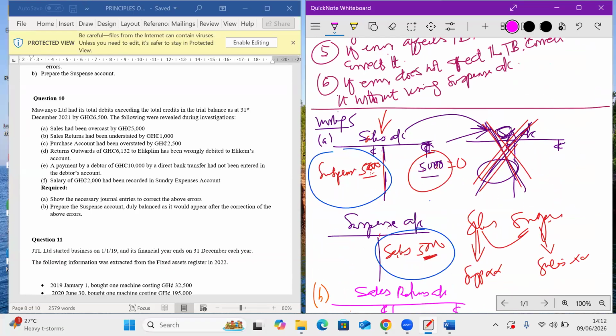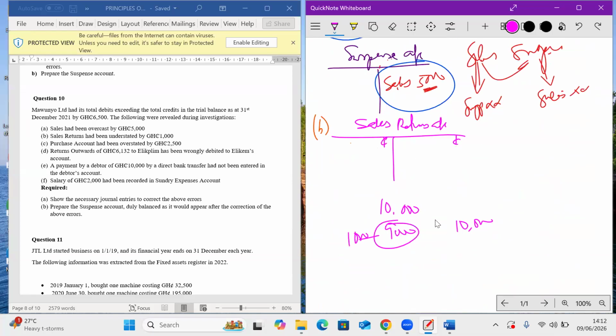Record the entries per the transaction. So what are the entries? The entry is saying that the sales returns has been understated by 1,000. So what does it imply? It implies that the sales returns account is short of 1,000, right?